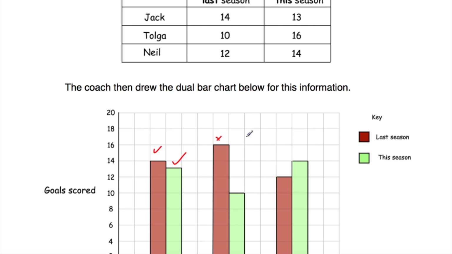That should be 10, and then this season 16. So those two bars actually should be the other way around. So he's actually drawn those two bars the other way around. It should be that he scored 10 goals last season and 16 goals this season.